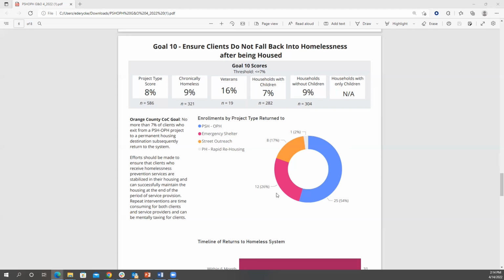26% of clients returned to an emergency shelter and 17% returned to street outreach. That makes sense because that is usually where clients show up first when they do become homeless. And then 1 client returned to rapid rehousing. It is possible that is true, but it is more likely that there might be an issue with entry and exit dates again. So that's something to review also.